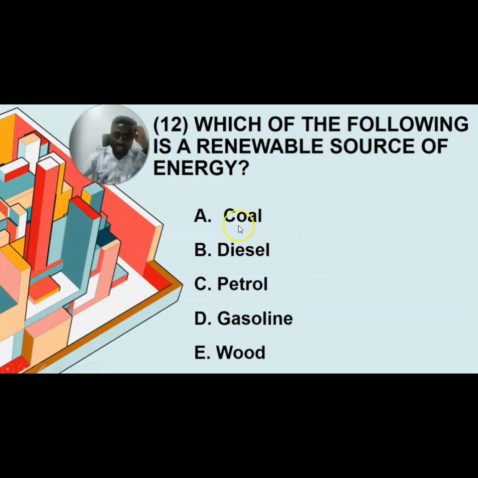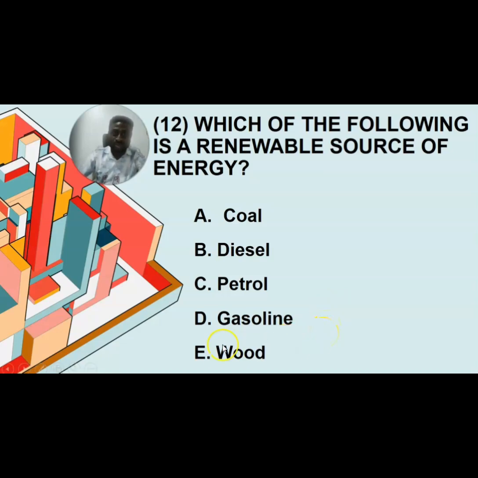Okay, so if you notice, coal is a fossil fuel, so it's not renewable. Diesel is also a fossil fuel gotten from crude oil. Petrol is a fossil fuel, so it's not renewable. Once it goes out of quantity, or once it goes out of existence, it cannot be returned again. So it is not renewable. Gasoline is also a product gotten from crude oil.